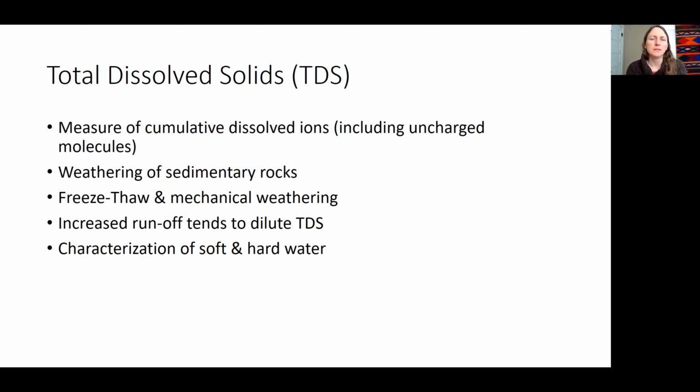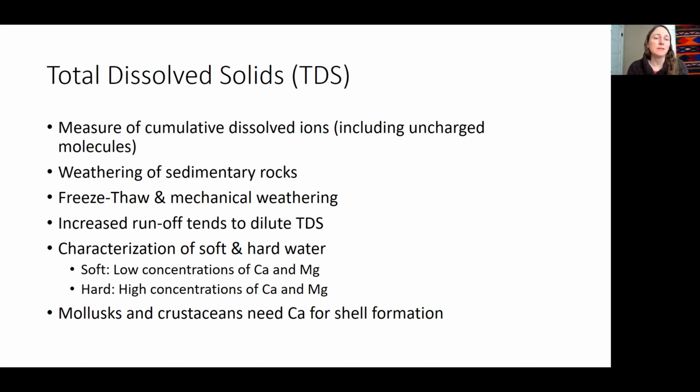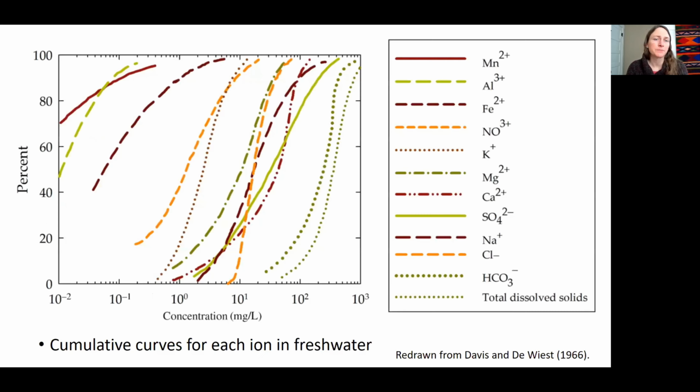Total dissolved solids helps us understand whether the water is considered soft or hard. Soft water has low concentrations of calcium and magnesium, and hard water has high concentrations. These things are important because mollusks and crustaceans need calcium for shell formation, so they're not going to be found in soft water systems.